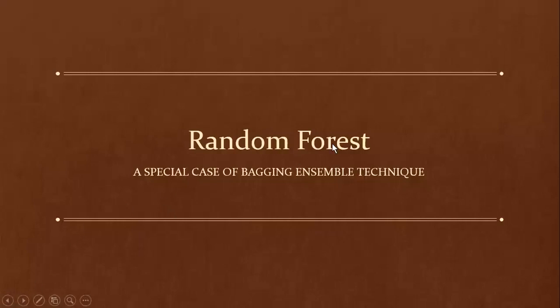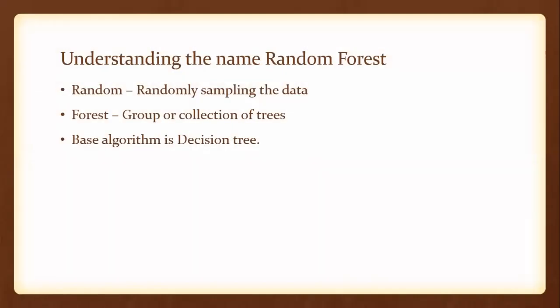Okay. So today I'll be talking about random forest, which is a special case of the bagging ensemble technique. From the name itself, we can understand a little bit about the working logic of random forest. The word random means we are randomly selecting a subset of the whole data set and trying to get the prediction. Forest means a group or collection of trees. Basically, it is a collection of decision trees. The base algorithm in a random forest is decision trees.